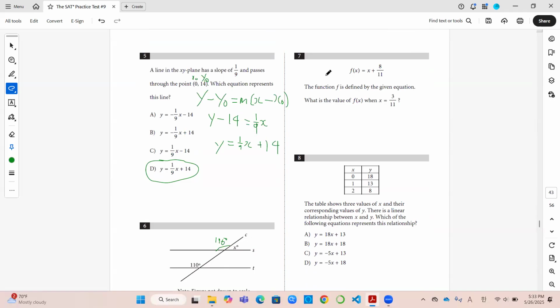Question number 7. The function f is defined by the given equation. What is the value of f(x) when x is equal to 3 over 11? Very simple and straightforward. 3 over 11 plus 8 over 11 is equal to 1.